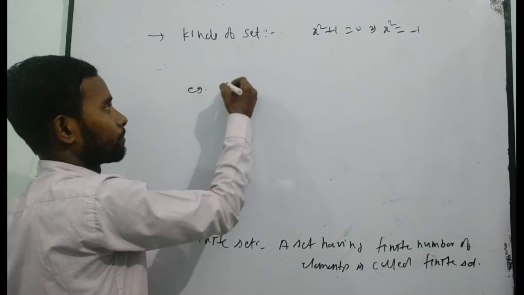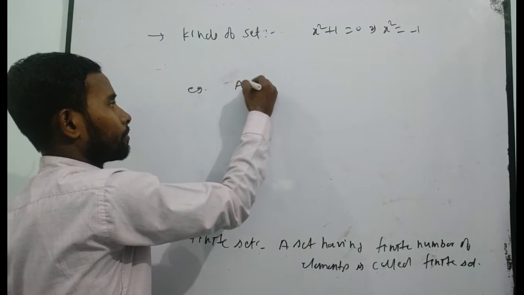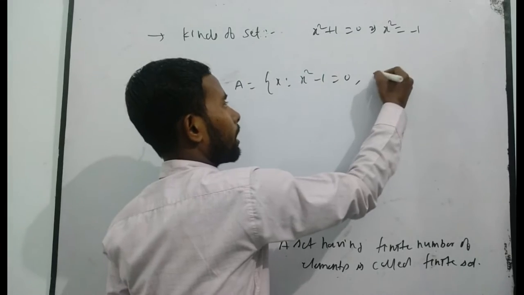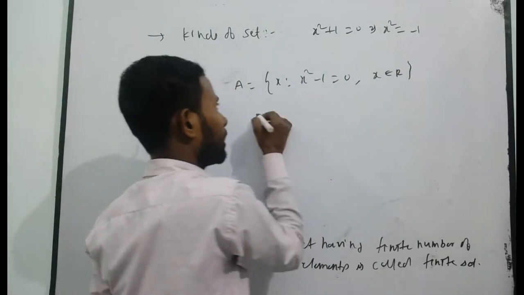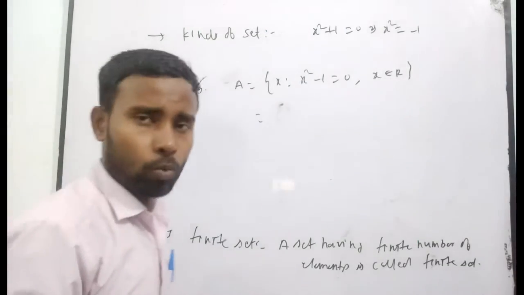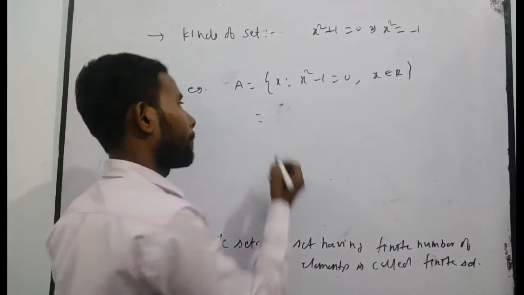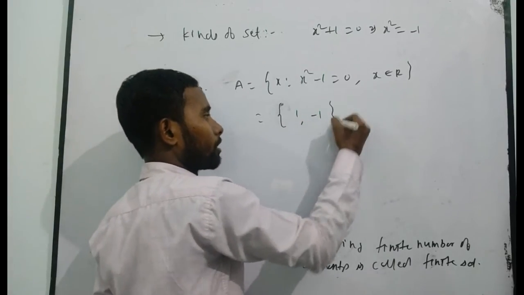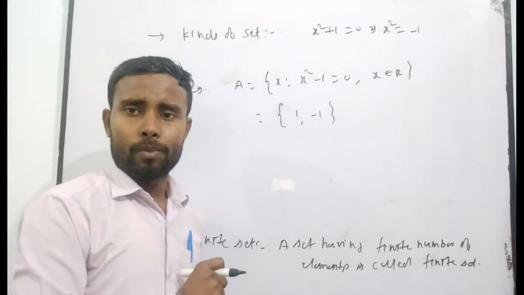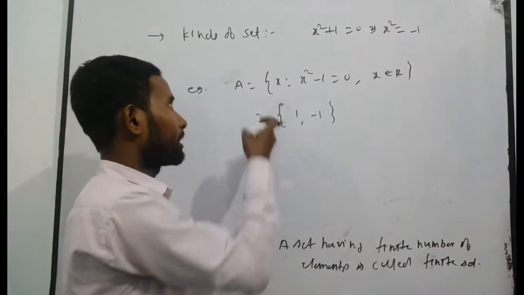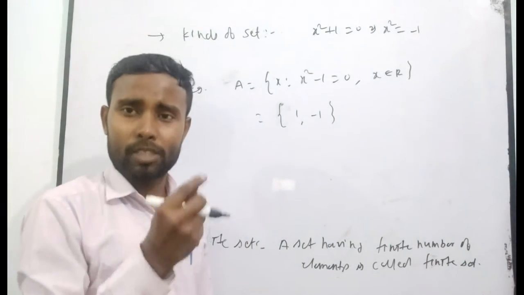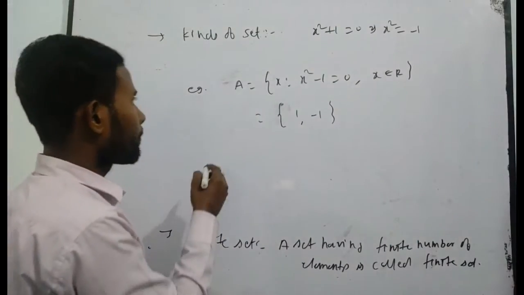For example, A is equal to x such that x square minus 1 is equal to 0 and x belongs to real number. Definitely its value will be what? When x square minus 1 is equal to 0, in that case x square is equal to 1. If x square is equal to 1, so x will be plus and minus 1, that means 1 and minus 1. Here there exist only two elements which satisfy this equation, so it is a finite set, because in this set there are only two elements which are finite, countable.